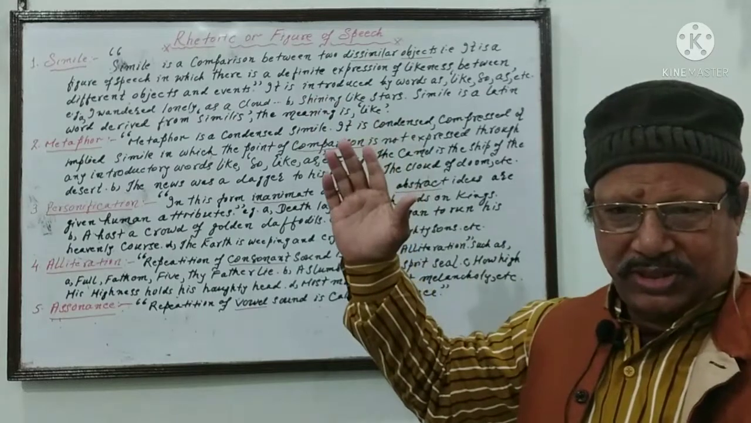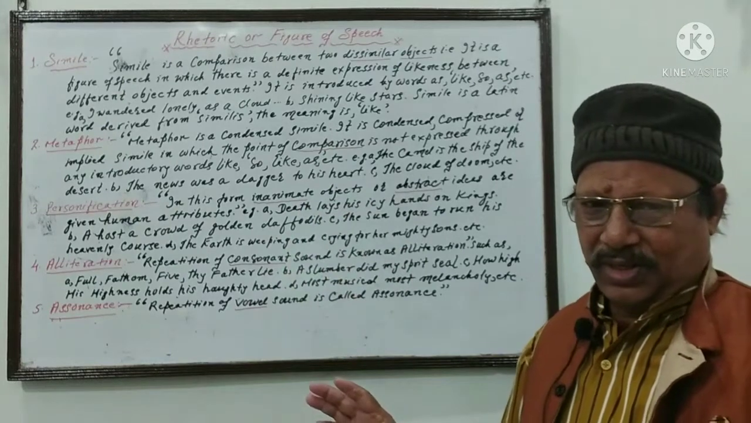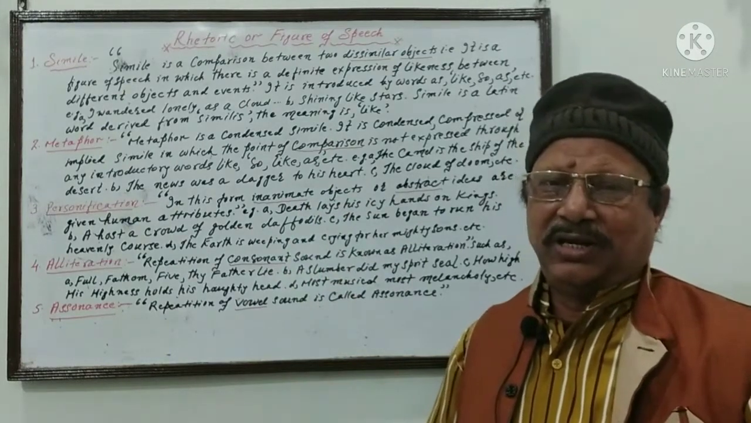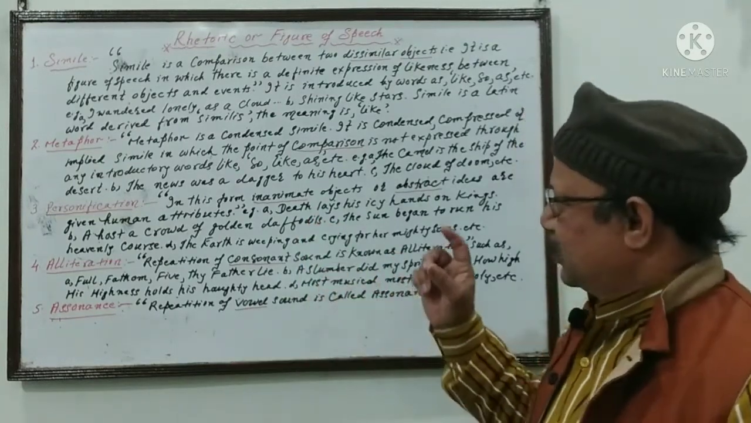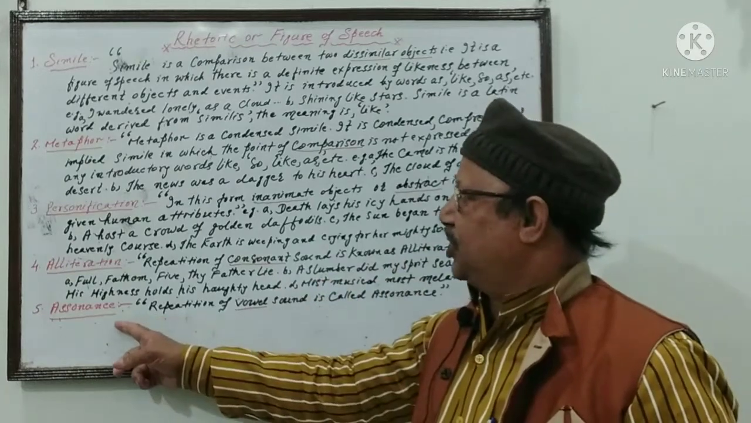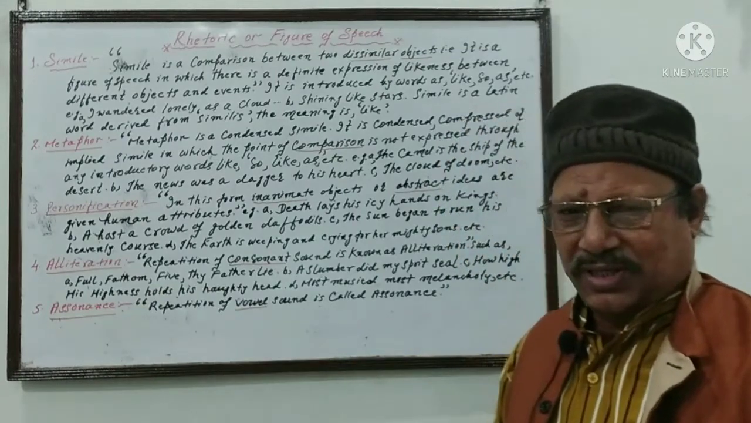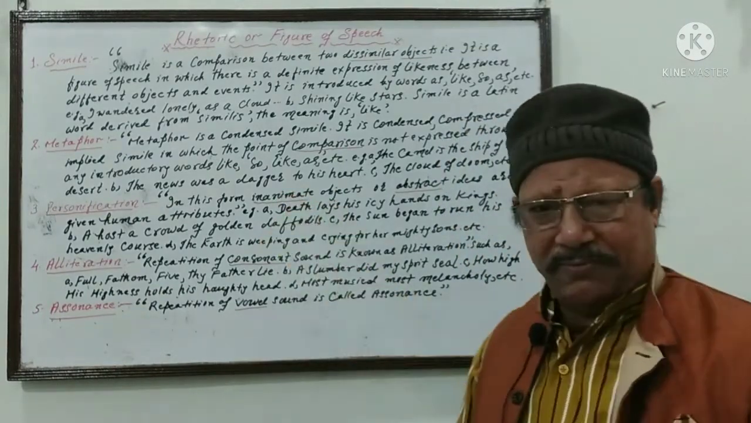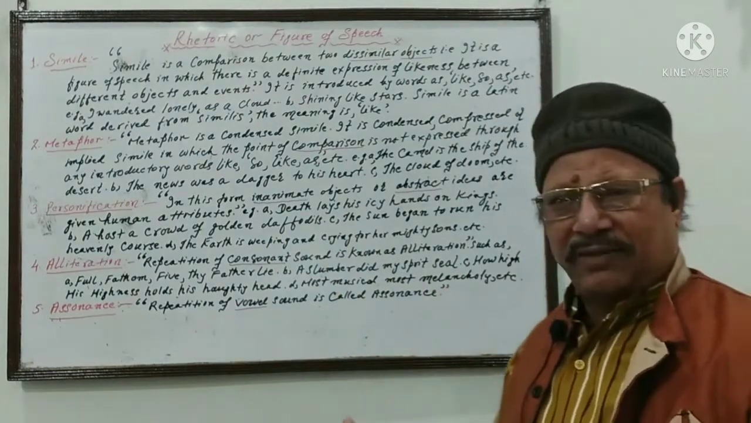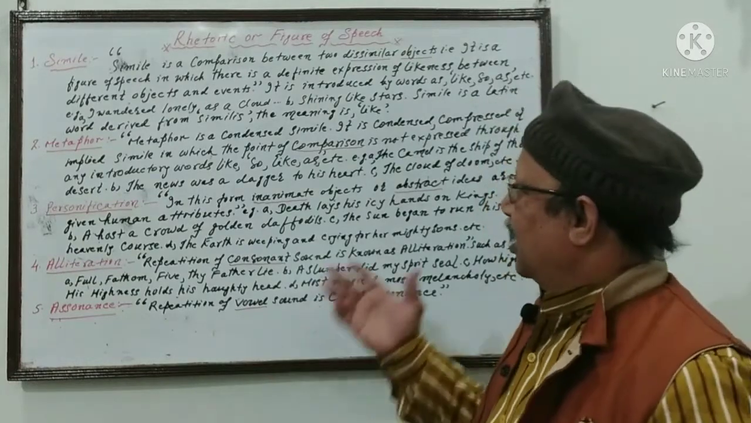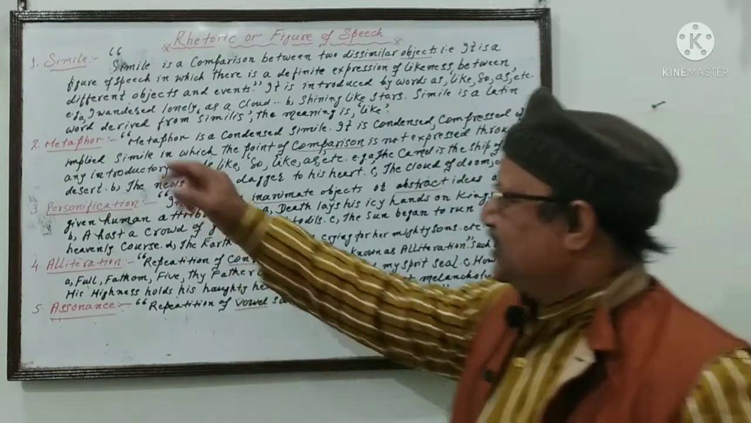Rhetoric and prosody is a separate branch in itself, and it will require comprehensive detail if we go on talking about rhetoric and prosody. But there are certain important figures of speech which are mostly used in poems. That is why I have selected only 5 of them. If students request other ones, I will go into detail about what rhetoric and prosody are all about. Now, what is simile?